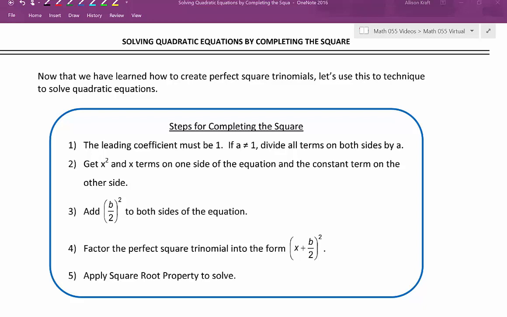We've learned that we need to add b divided by 2 squared to our variable terms to create a perfect square trinomial. To keep it legal, we need to add this number to both sides of the equation. Then we'll factor the perfect square trinomial into the form x plus b divided by 2 quantity squared. And lastly, we'll apply the square root property to solve the equation.